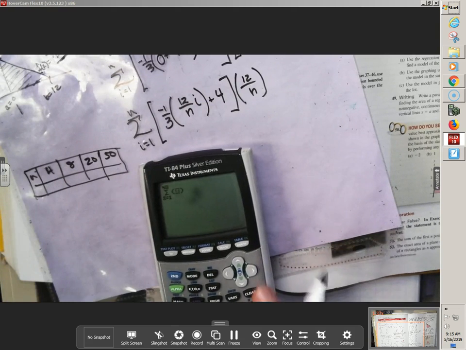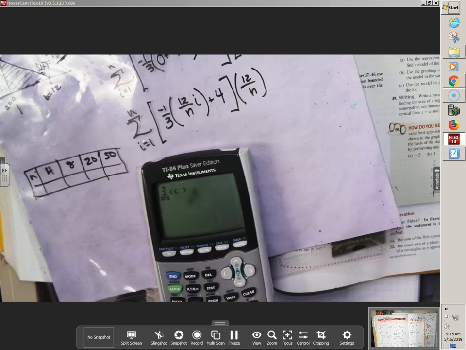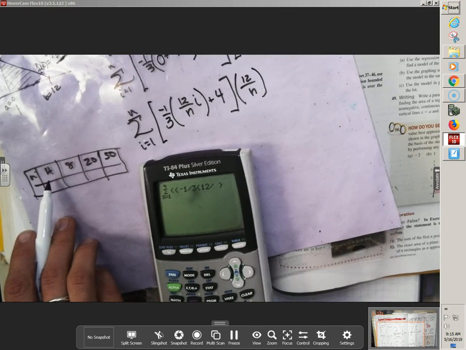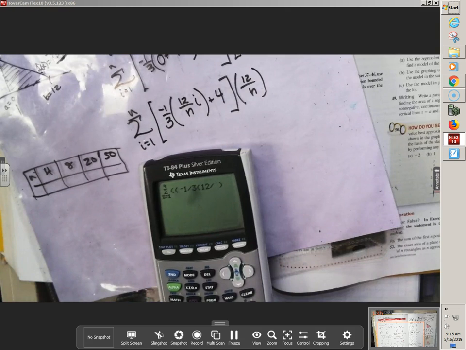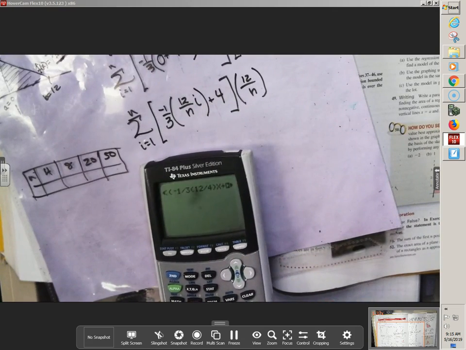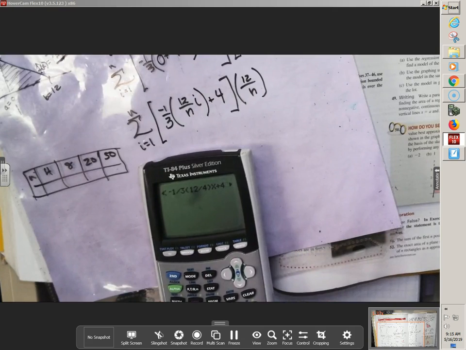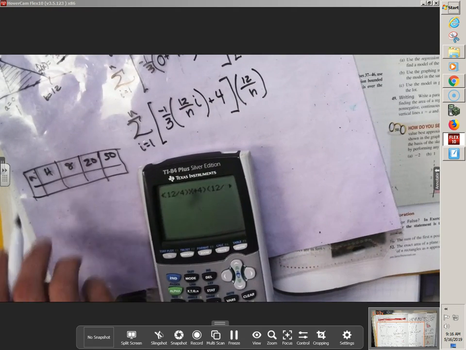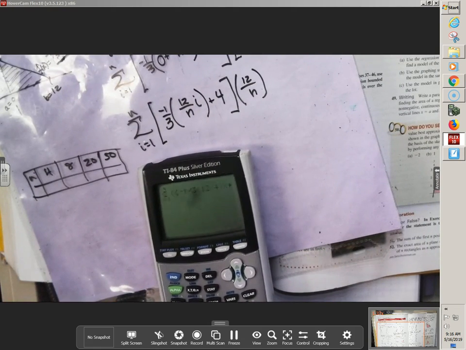And then when I go to plug into my calculator, I'm going to have big old parentheses of, here's my negative 1/3. I need another parentheses, sorry. And then I have my 12 over, now wait, who's my n for the first one? 12 over 4. All times my x, or times my I, plus 4. That ends my first expression. I still needed to get my 12 over n, and 12 over 4 is what I'm looking at.